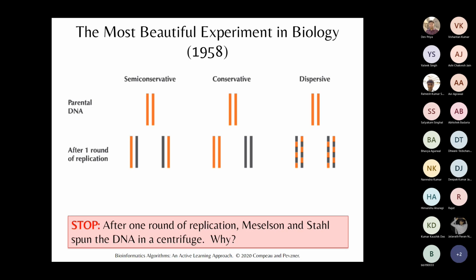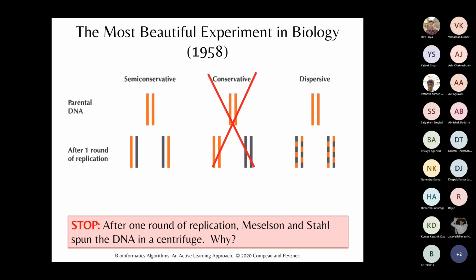Okay, right. So by doing this, they were able to find out that if it were conservative, then you would have just the parental DNA band, and you would have another lighter band completely made up of N14. But this is something that they were not finding. They found just a single band that was basically half N15 and half N14.